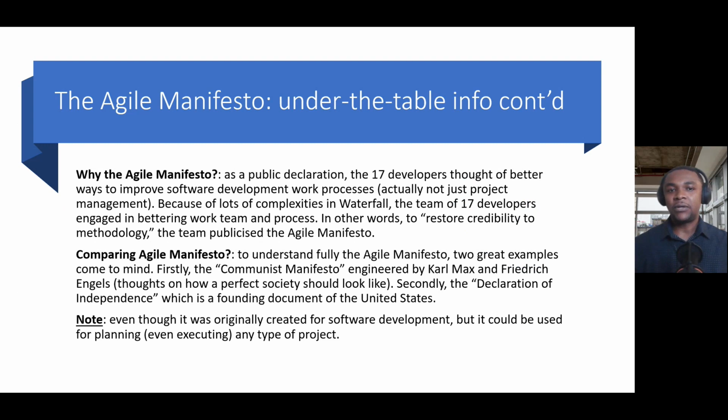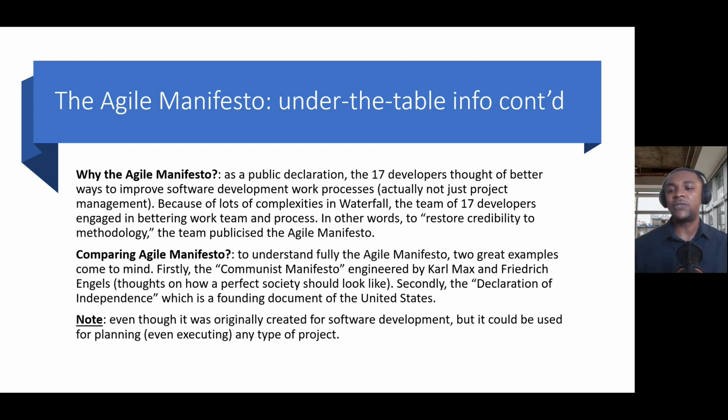Why the Agile Manifesto? As a public declaration, the 17 developers thought of a better way to improve software development work processes. So in other words, the why is an innovative way to make sure that people or teams can function optimally in order to ship increments that the customer will be very much satisfied with. So that is a niche about why they came up with the Agile Manifesto.